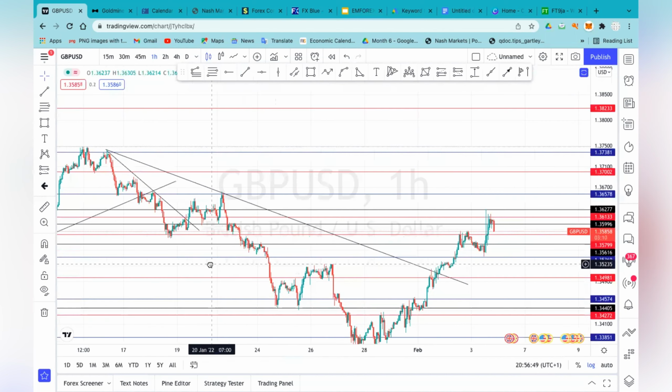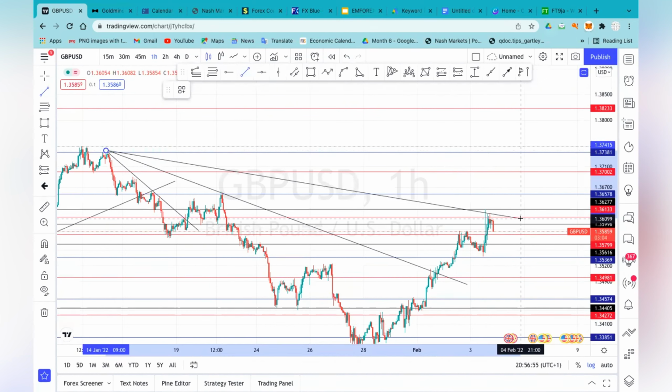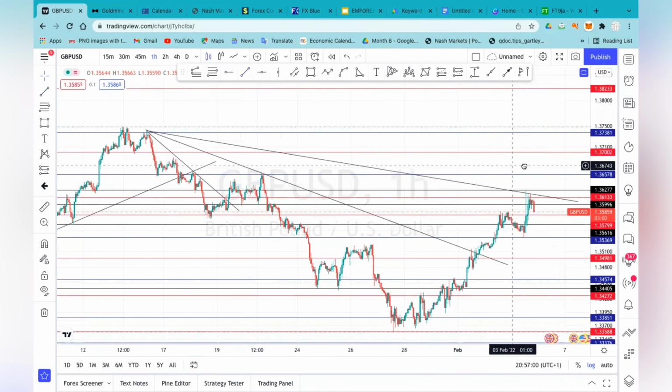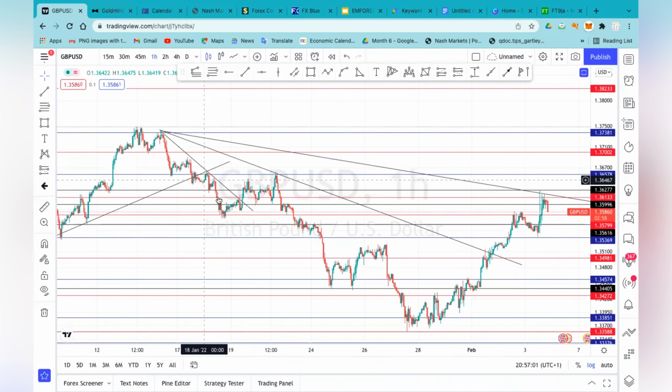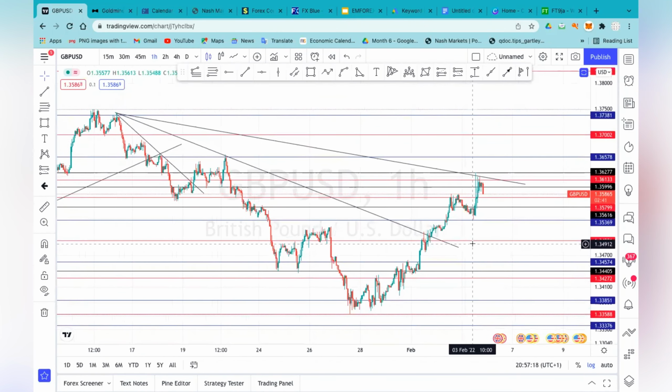Now from this point here could also be a bigger trend line for a bigger move. I don't know if you understand me. This is just for a smaller move. First trend line for a smaller move, this is a second trend line for a medium move, and this could be the third trend line for a bigger move, taking over all these lows here. So that's the way it is.